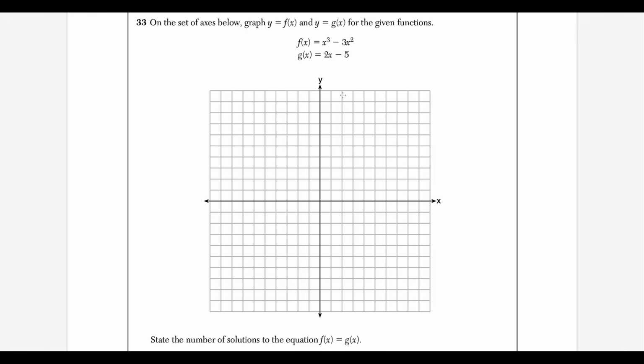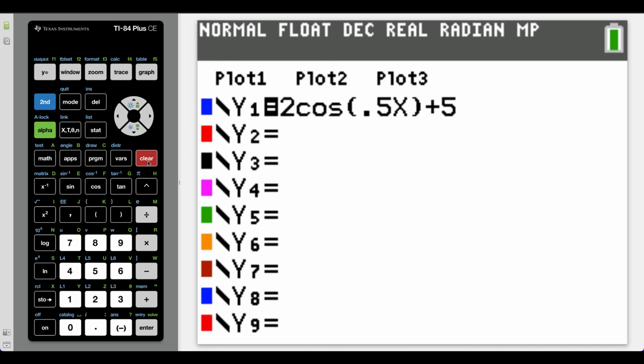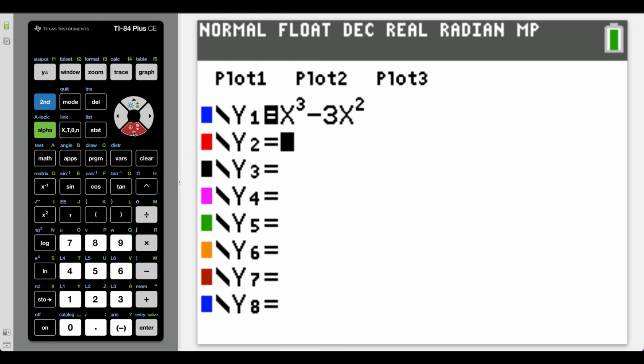So question 33 is 2 parts. First, we're going to graph these 2 functions, and then we're going to state the number of solutions to f of x equals g of x. So we'll go back to the y equals here, and first we'll type in f of x. F of x was x to the 3rd power, so we have x to the 3rd, and then minus 3x squared. So we'll just tack that on here. And then for g of x, we have 2x minus 5, which is just a linear function here.